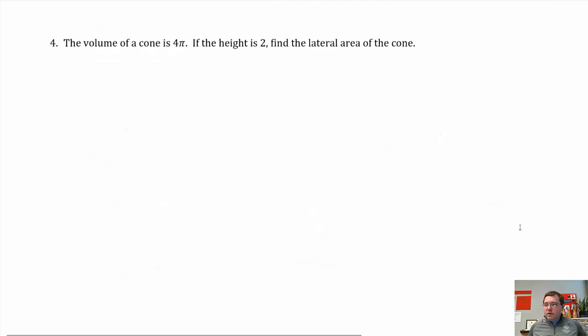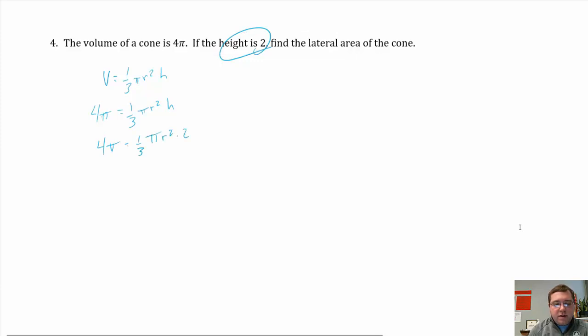Example number 4. The volume of a cone is 4 pi. If the height is 2, find the lateral area of the cone. So the volume of a cone, 1/3 pi r squared h. We're told the volume is 4 pi. So 4 pi equals 1/3 pi r squared h. But h is 2. So 4 pi is 1/3 pi r squared times 2. Okay? We can cancel the pi's. So that 4 equals 1/3 r squared times 2.